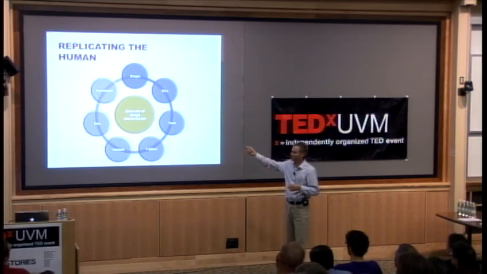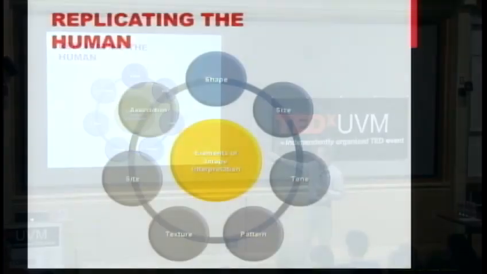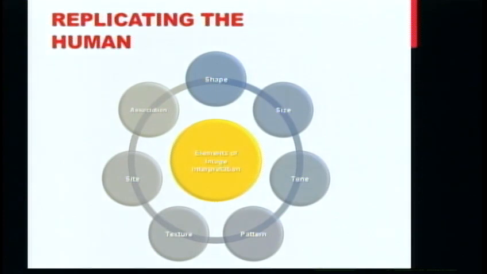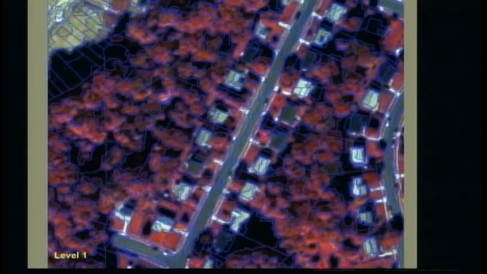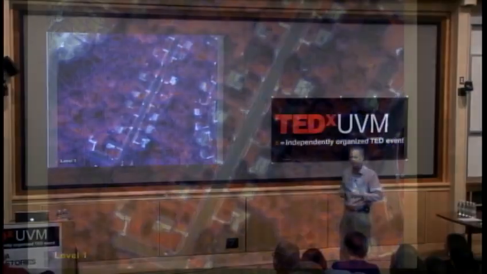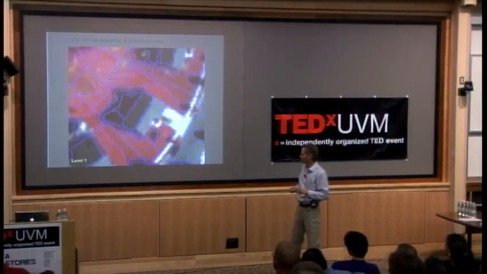So this means teaching a computer to think like a human, which means working based on shape, size, tone, pattern, texture, site, and association. A lot of this is all spatial. We have to now stop thinking pixel by pixel and start thinking of things spatially. That means taking an image and what's called segmenting it, turning it into objects. And the process of segmenting it is very difficult. You have to train a computer to segment imagery correctly.